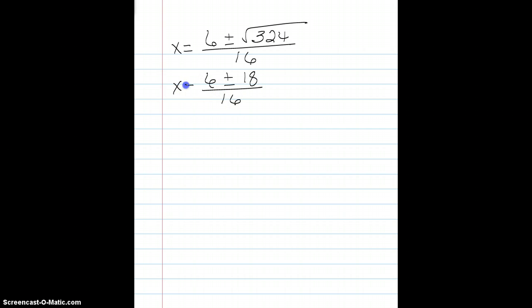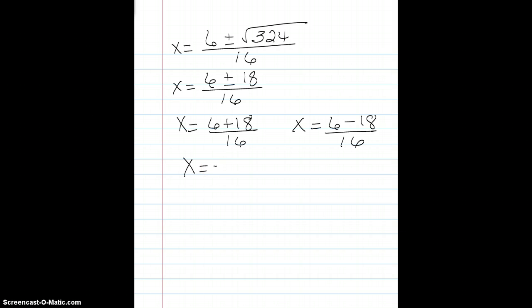So I have x equal 6 plus or minus the square root of 324 over 16. Now, taking the square root of 324, I get 18. So I have 6 plus or minus 18 over 16. So x is equal to 6 plus 18 over 16, and x equals 6 minus 18 over 16.